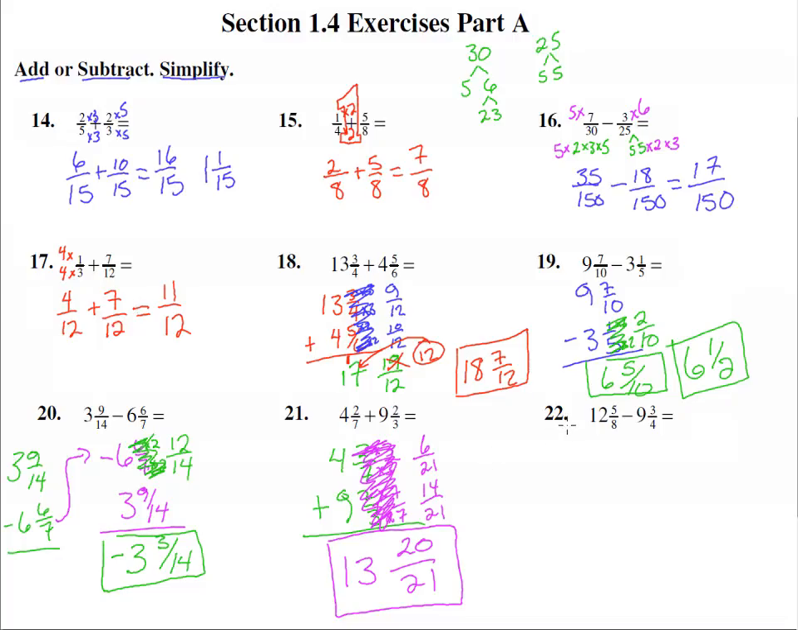Number 22. 12 and 5/8 minus 9 and 3/4. Let's write that out. 12 and 5/8 minus 9 and 3/4. Need a common denominator here. It looks like they can both, let me see, 4, 8. Yeah, it'll be an 8. So times by 2, times by 2, and we get 6/8.